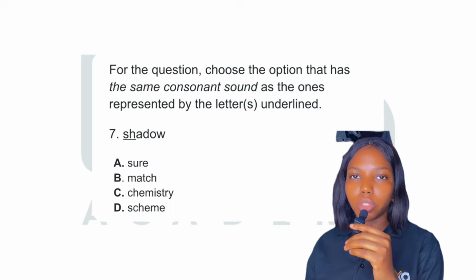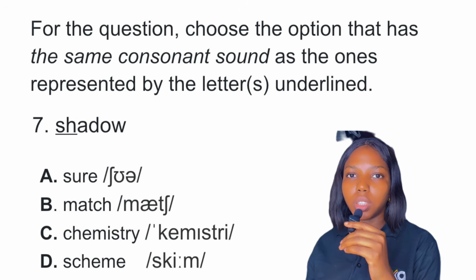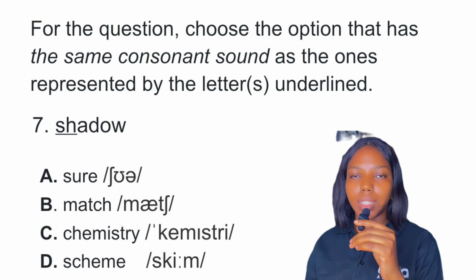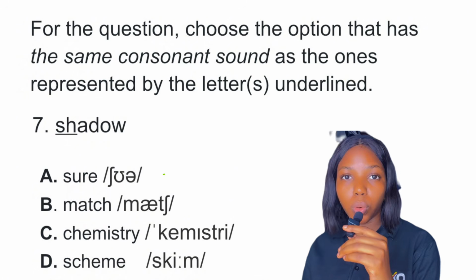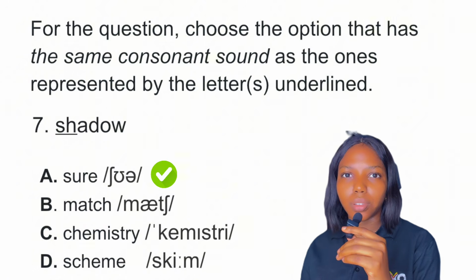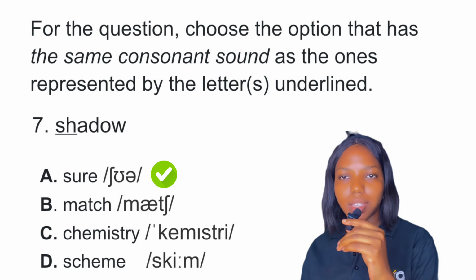So this is another question on that consonant sound. The given word is shadow. SH is underlined, and it is the sh sound. Okay, so option A, we have sure. This is the answer to this question because letter S is the sh sound.